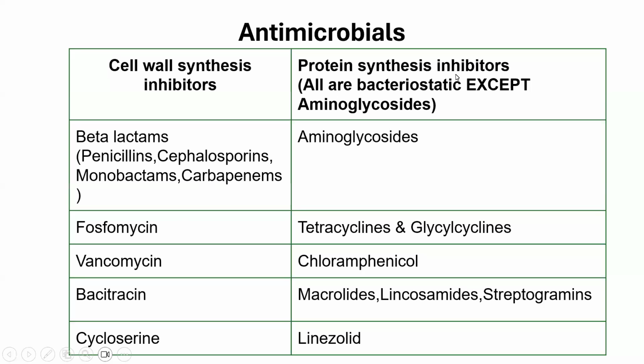Coming to protein synthesis inhibitors, normally all the protein synthesis inhibitors are bacteriostatic. Mostly these beta lactams are bactericidal drugs. So in protein synthesis inhibitors, all are bacteriostatic except the main drug, aminoglycosides. Aminoglycoside is a bactericidal drug, but it acts by protein synthesis inhibition. All others are bacteriostatic. So the drugs which act by inhibiting protein synthesis are aminoglycosides, tetracycline, and tigecycline, which comes under glycylcycline, chloramphenicol, macrolides, lincosamides, streptogramins, and linezolid. All act by causing protein synthesis inhibition.